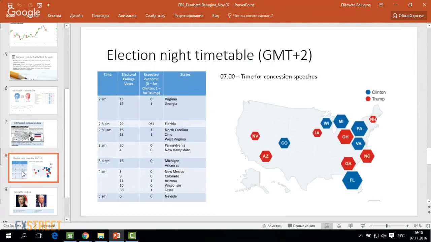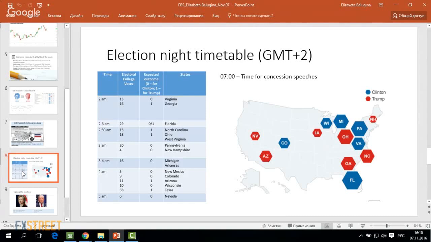So here we have a timetable of the election night. Of course, the time is kind of not strict. It is an approximate time, but still, if you want to trade not only the outcome of the election, but to stay active during the whole night from Tuesday to Wednesday, you should know which states matter and when will they release their election results.